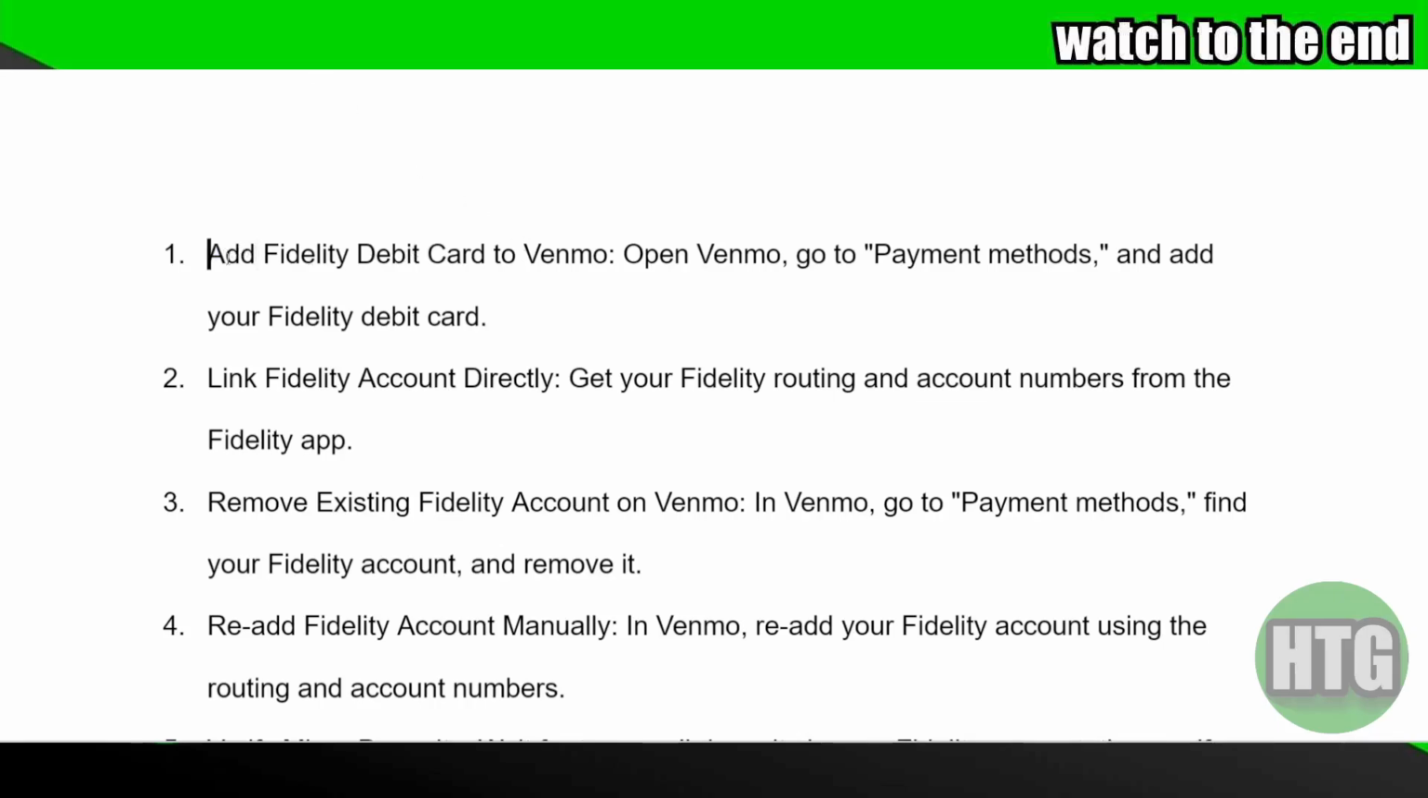First things first, add Fidelity debit card to Venmo. For that, you have to open up your Venmo, go to payment methods, and then add your Fidelity debit card. In payment methods, you will be able to see an option for add bank account or debit card. Just add debit card and add your Fidelity card.